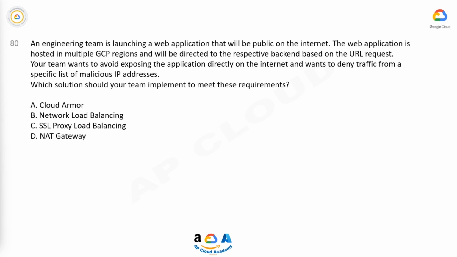80. An engineering team is launching a web application that will be public on the internet. The web application is hosted in multiple GCP regions and will be directed to the respective backend based on the URL request. Your team wants to avoid exposing the application directly on the internet and wants to deny traffic from a specific list of malicious IP addresses. Which solution should your team implement to meet these requirements?